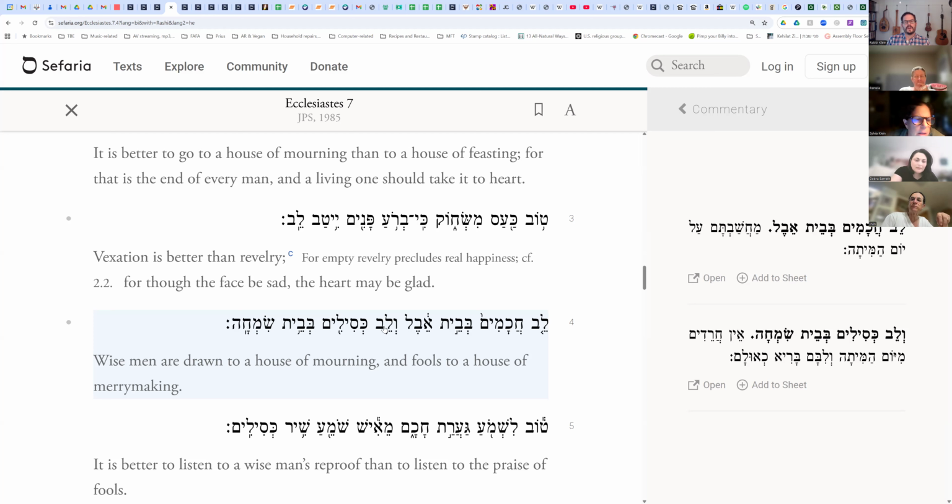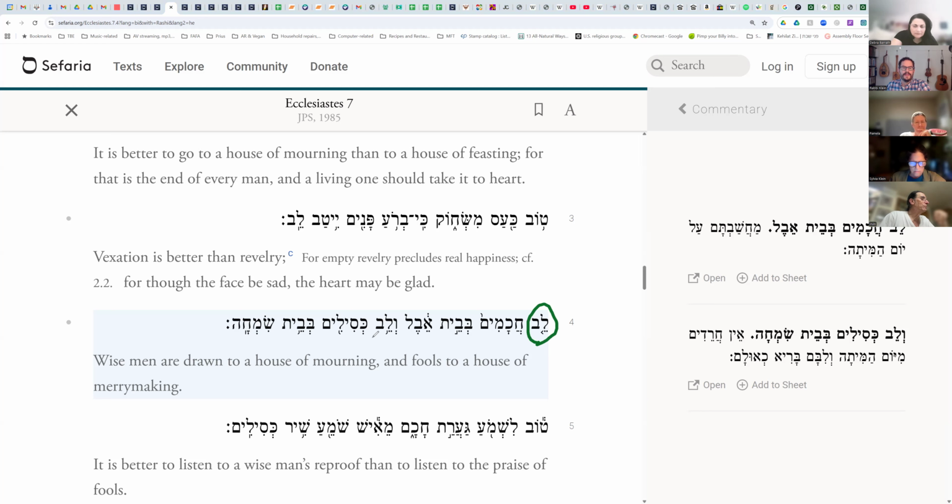Well, I'm not sure I enjoy this translation, because as I look a little closer at it, I realize they're not commenting very much in this translation on the word lev, which is central to the idea. It doesn't say that wise people are in a house of mourning and that fools are in a house of frivolity or merrymaking. It says the heart of the wise are in a house of mourning, and the heart of the fool is in the house of joy.